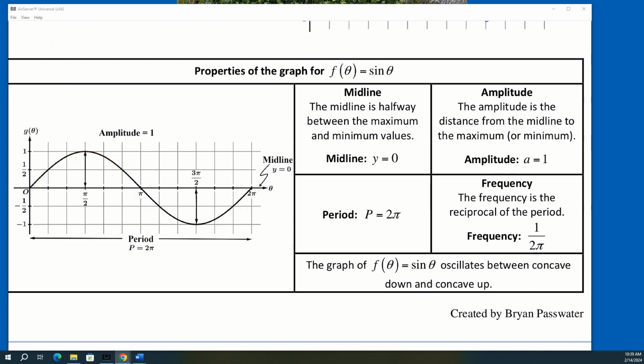The frequency is another way to represent a horizontal compression or stretch, but it's always the reciprocal of the period. So it's saying that this does one cycle in a distance of 2 pi, which is the same thing, just said in a different way. The graph of sine oscillates between concave down and concave up over and over again. Down, up, down, up. All right? Okay, let's do the same thing for cosine.